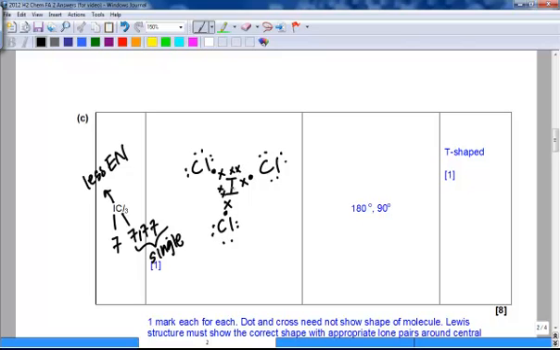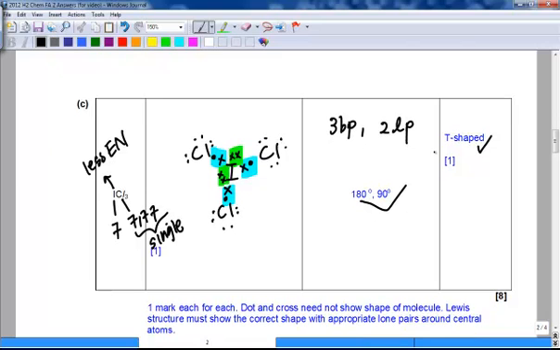Based on this, let's take a look at the shape. Of course, we have to consider bond pairs and lone pairs again. I have altogether 3 bond pairs and 2 lone pairs. So 3 bond pair, 2 lone pair, the shape will be T-shaped, and that will be the answer. In this case, it's already given in the question.